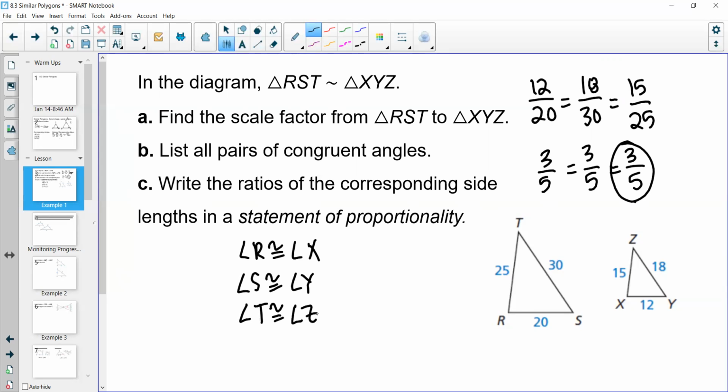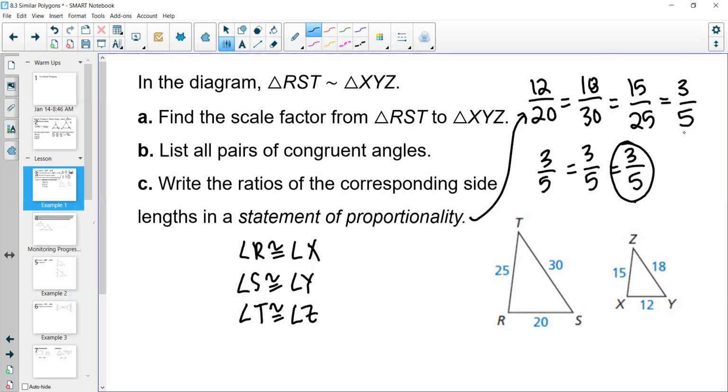Then lastly, what we want to do is write the ratios of the corresponding sides in a statement of proportionality. Well, guess what? In part A here where we wrote this, that is actually a statement of proportionality. The only thing we have to tack on is that scale factor at the end. So to find that scale factor, we do have to compare all of those. So using those corresponding sides, we can write a statement of proportionality saying that even though these sides have different lengths, they're all directly proportional with a scale factor of 3/5.